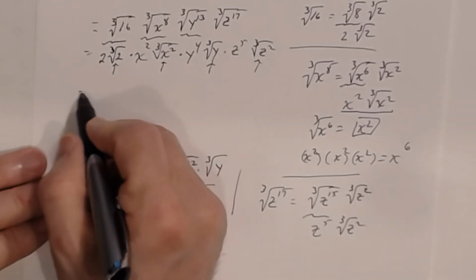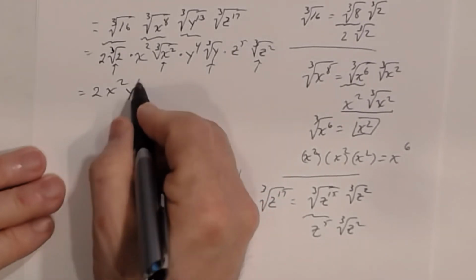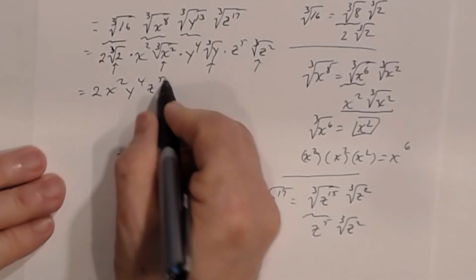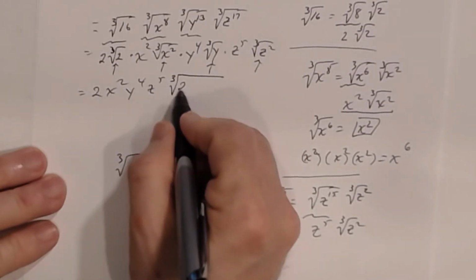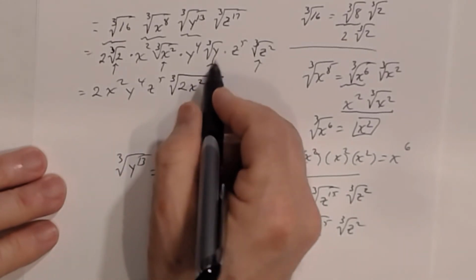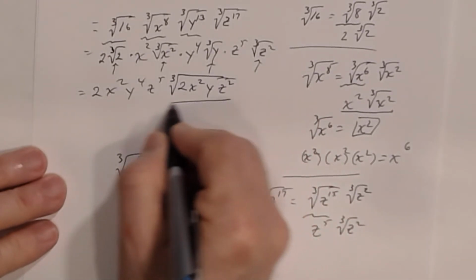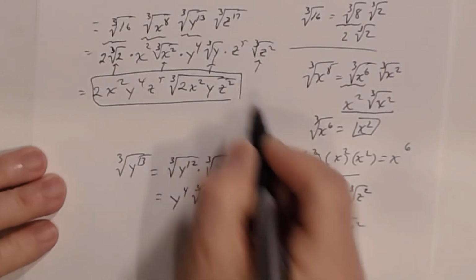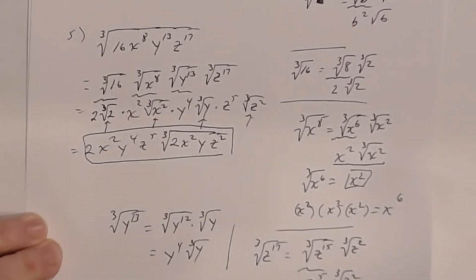So I'm going to put the 2 first, then the x squared, then the y to the 4th, then the z to the 5th, and then I'm going to write the radical. The cube root of 2 x squared y z squared. And there's your answer. All right, so that's the answer to number 5. And then finally, number 6. So let's do number 6.